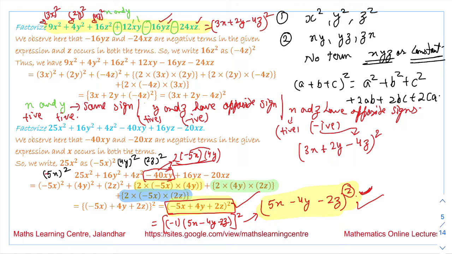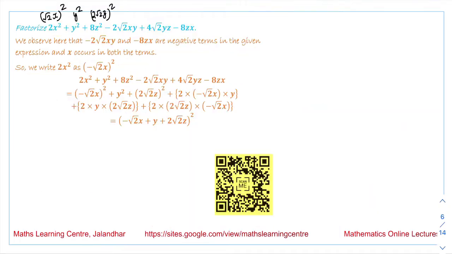Now again in this question we are having 2x square plus y square plus 8z square. So 2x square, I can write it like root 2x whole square. This is y square and this is 8z square. 8z square means I am talking about 2 root 2z whole square. 2 root 2 square means it is 4 into root 2 square, that is equal to 4 into 2, that is equal to 8.